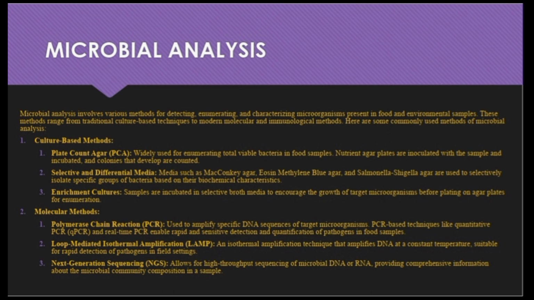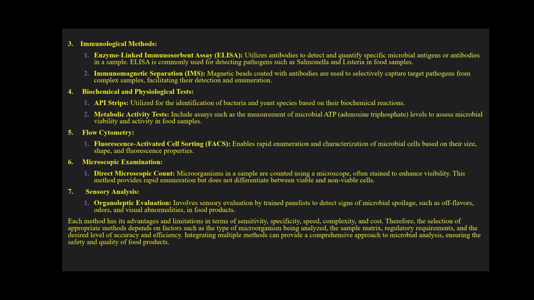Next, we can see about molecular methods. In molecular methods, food detection can be done with three types: polymerase chain reaction, loop-mediated isothermal amplification, and next generation sequencing. And then immunological.